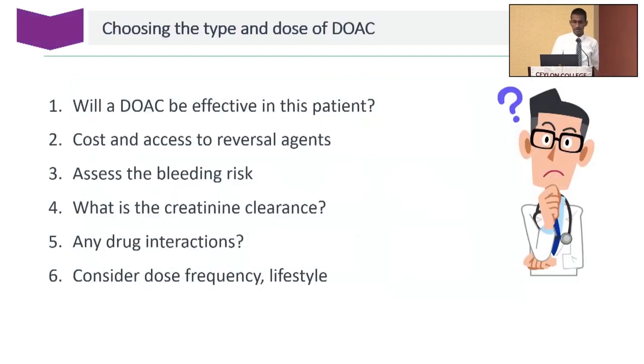Right, so having that knowledge of randomized controlled trials, I'll go to the topic of choosing a DOAC. If you have a patient you think will benefit from a DOAC, I like to go through this process. First find out, is the DOAC going to be effective in this patient? Next, what is the cost and access to reversal agents? Assess the bleeding risk. What is the creatinine clearance? Any drug interactions that might hamper your decision of giving a DOAC, or one DOAC over the other. And finally, personalize the anticoagulation depending on the patient's lifestyle and other factors.